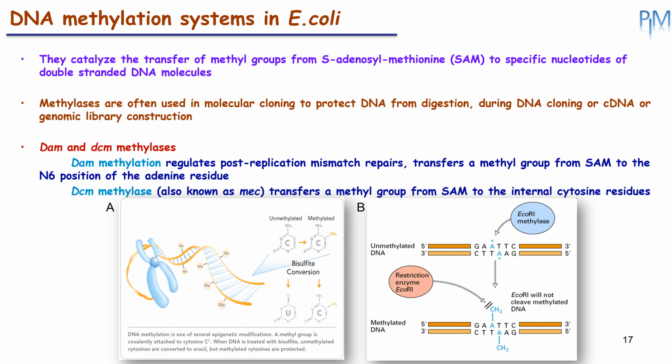Dam methylation regulates post-replication mismatch repair and transfers a methyl group from SAM to the N6 position of the adenine residue. Dcm methylase, also known as Mec, transfers a methyl group from SAM to the internal cytosine residue.